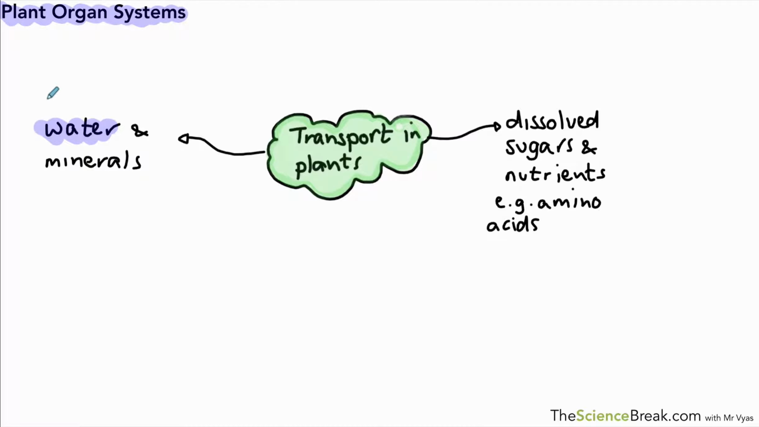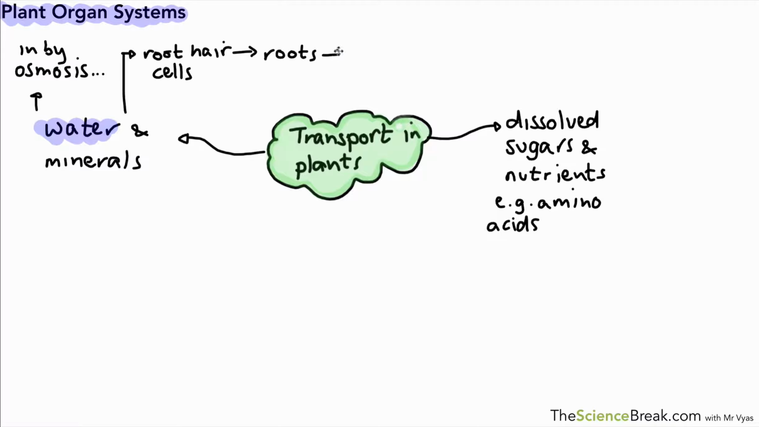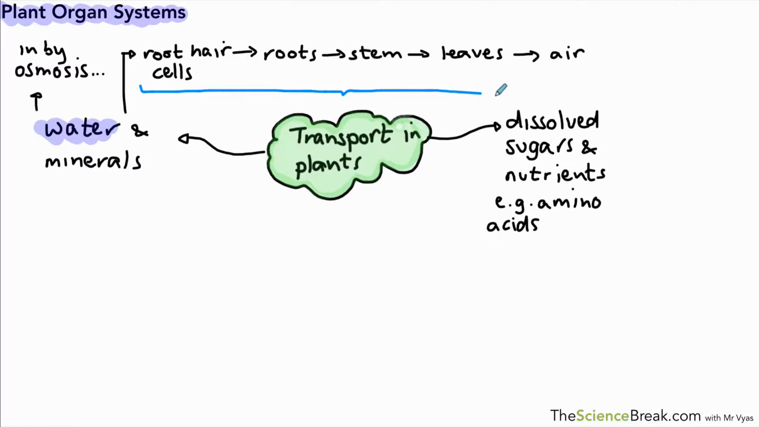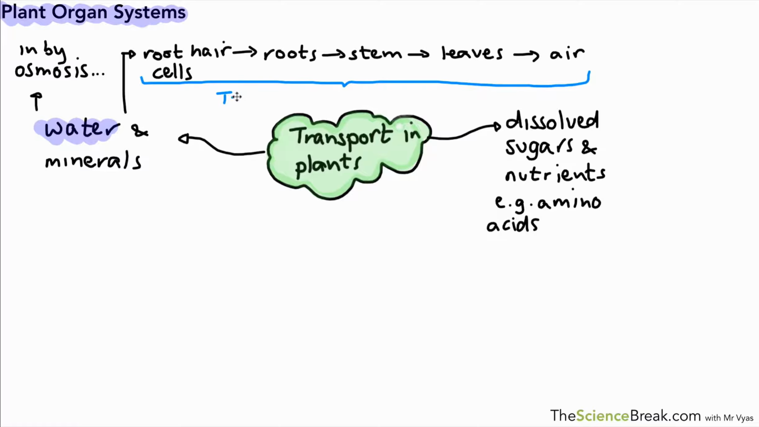Now, water, as we might remember from a previous video, is brought into the plant by a process called osmosis, and the route that it follows goes through the root hair cells into the roots, then into the stem. Then from the stem we go into the leaves, and it doesn't just stay there in the leaves, it then moves out into the air. And when we have that little system, we call that the transpiration stream. The transpiration stream. And that's water going all the way from the soil back out to the air again.